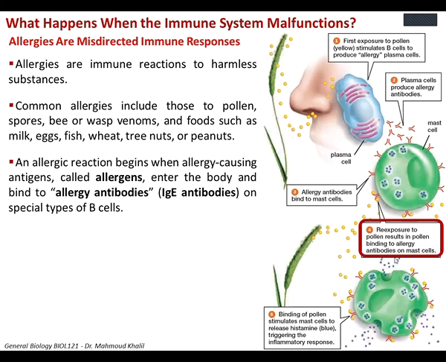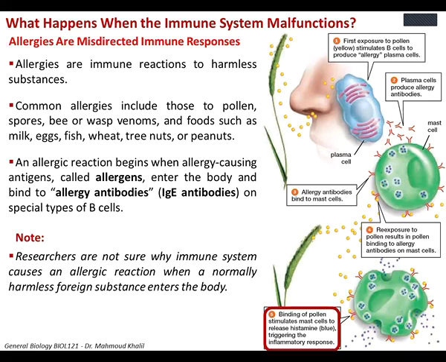Re-exposure to this antigen will produce more antibodies on the mast cell, and then the binding of these pollen grains stimulates the mast cells, of course, to secrete histamine. And if you remember from the beginning of the lecture, histamine will trigger the inflammatory response of our body.